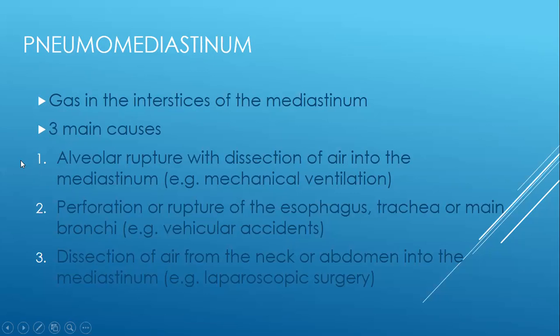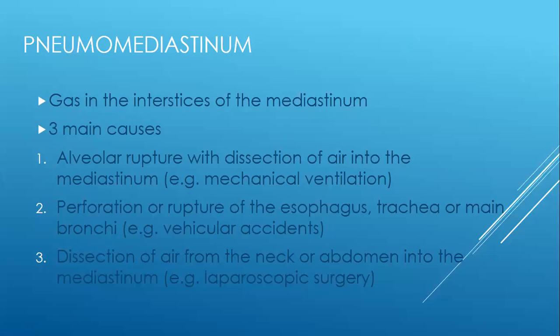First is your alveolar rupture with dissection of air into the mediastinum. So for example, if you have a patient who is on mechanical ventilation, your ventilator gives positive pressure breaths to the patient. And this positive pressure can actually lead to alveolar rupture, and that alveolar rupture can lead to entry of air into the mediastinum of the patient, so leading to your pneumomediastinum.